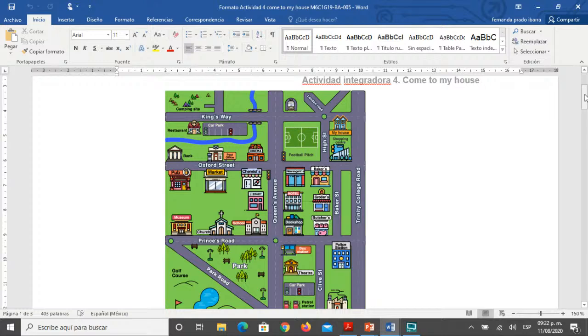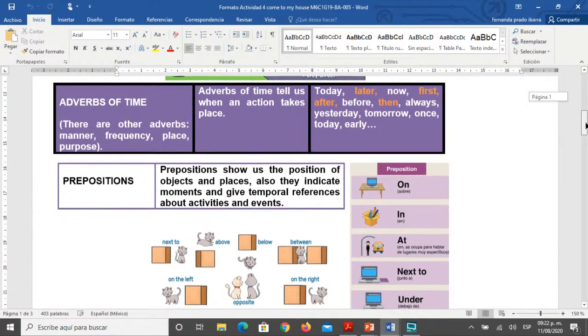In this interactive activity, it's very important to use adverbs of time. Why are they very important in the English language, and also in Spanish too? Because they help us tell when an action takes place.